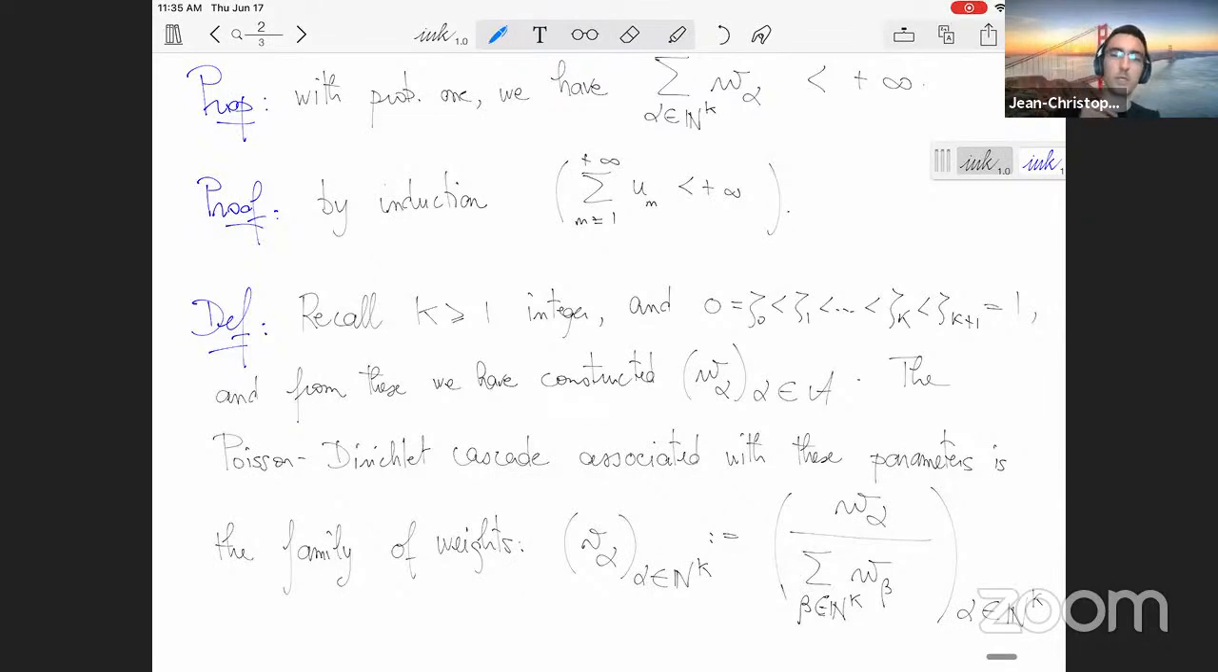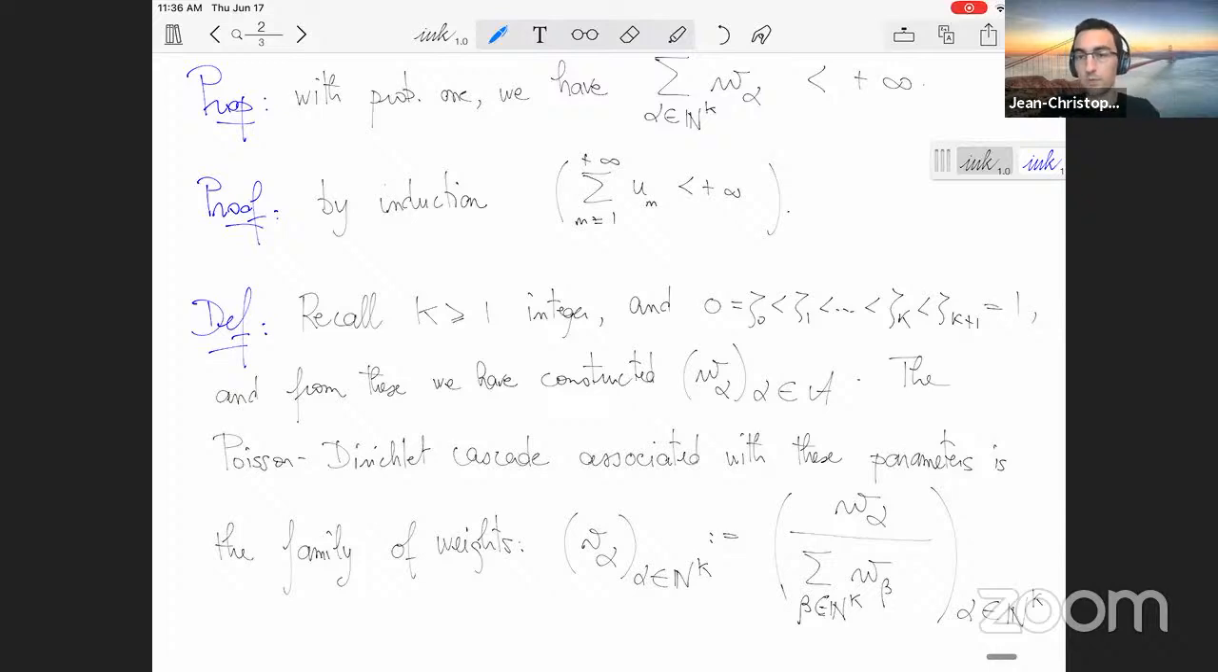Maybe the phrasing is not perfect, but what I really mean when I say Poisson-Dirichlet cascade is the law. I fixed some parameters and then described a random variable. So for each choice of these parameters, it describes the law of this random variable, and this is really how we should think about it. Does the definition make sense?